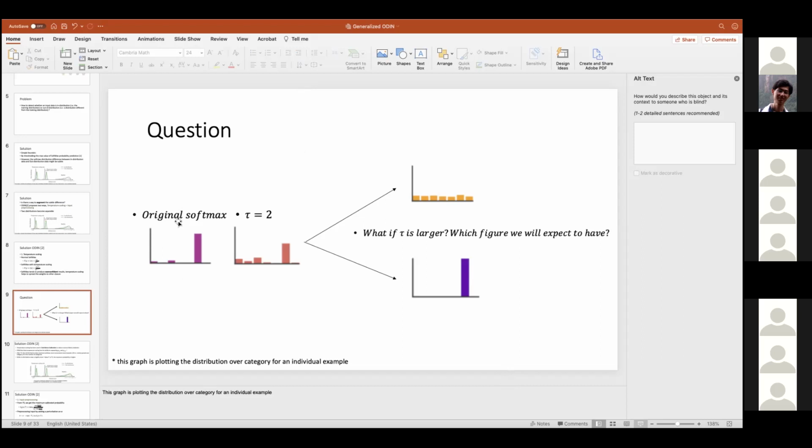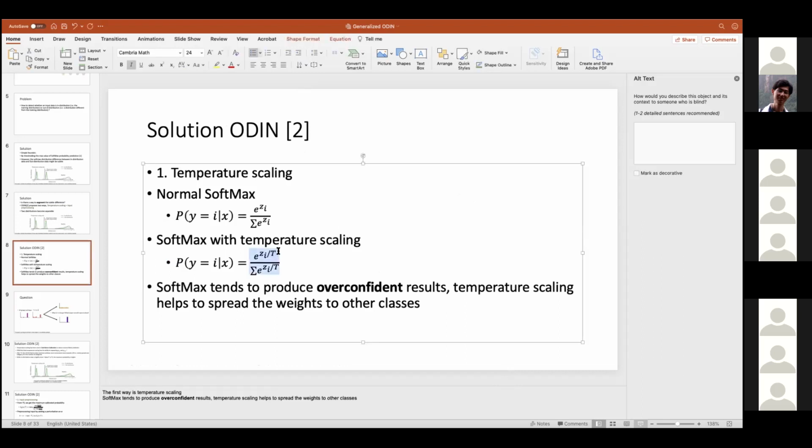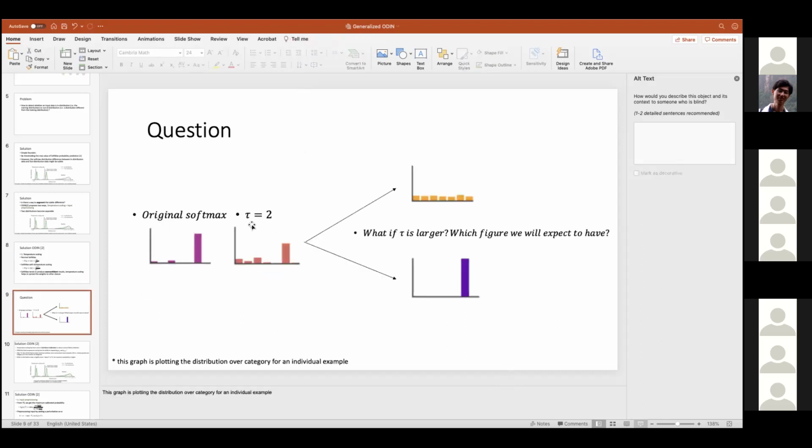Because if you let tau be 1, then it goes back to the original softmax. So this is tau equal to 1, this is tau equal to 2. So if tau becomes larger, if tau is sufficiently large, then you expect almost uniform distribution over all classes.